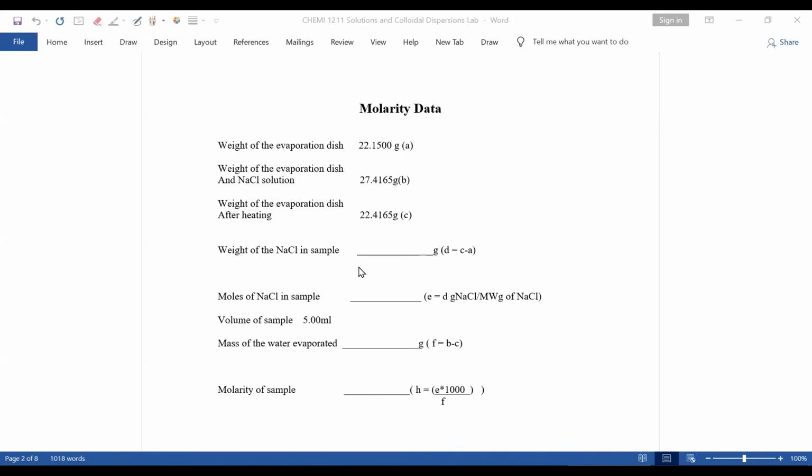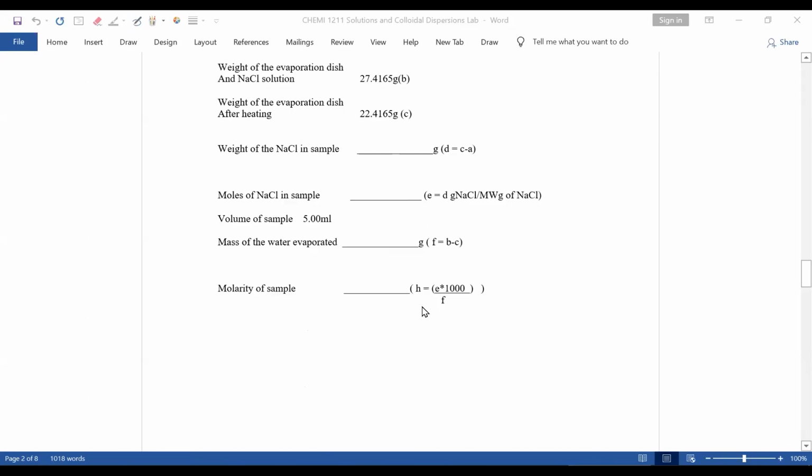For the weight of the sodium chloride in the sample, which is in grams, D, it's C minus A. And the moles, E, is D, this weight, divided by the molecular weight of sodium chloride. I'll let you figure that out. And then the volume of the sample: you measured 5 milliliters, but the actual water is F, which is B minus C. And the molarity, H, is E times 1,000 divided by F. And that way you can do the calculations and fill in the numbers here.